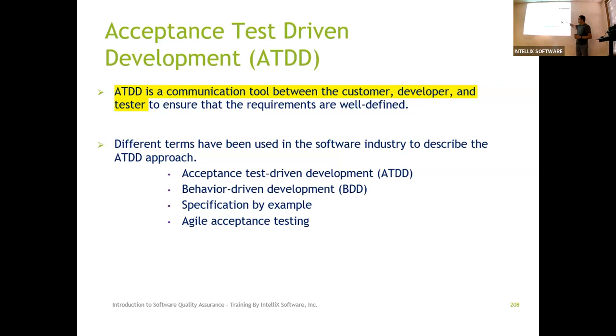Okay. But you're going to come across other terms or other names for this approach. Different terms have been used in this industry to describe the ATDD approach: Agile acceptance test driven development, BDD, specification by example, Agile acceptance testing. Now, you are sitting with the customer, but what does that actually do, right? It improves the communication and provides feedback so that requirements are well defined, okay? So what is it that we need to do from the QA standpoint or the development standpoint? I'll explain that as we go.